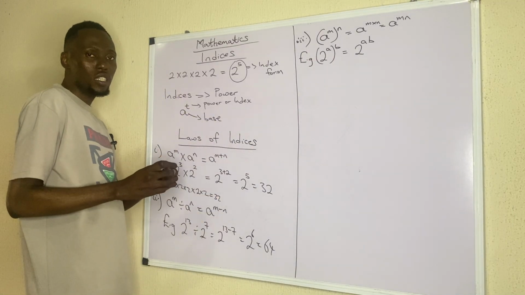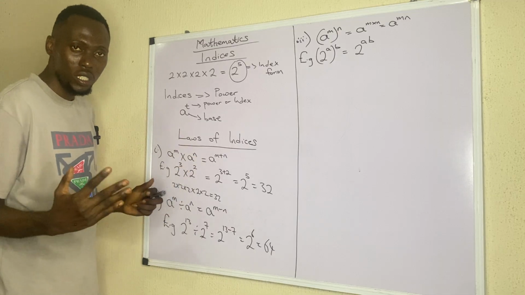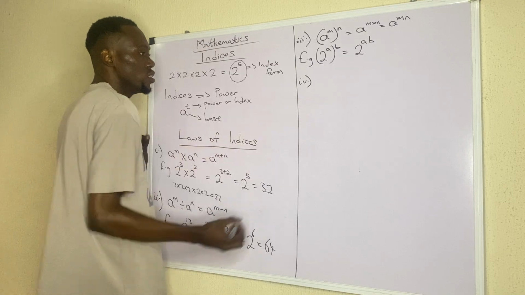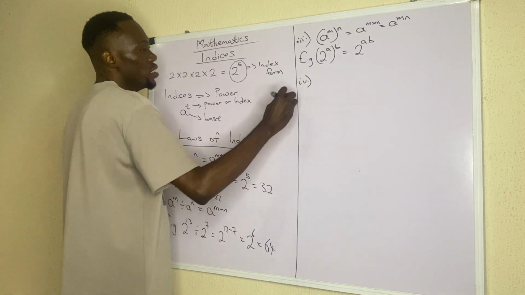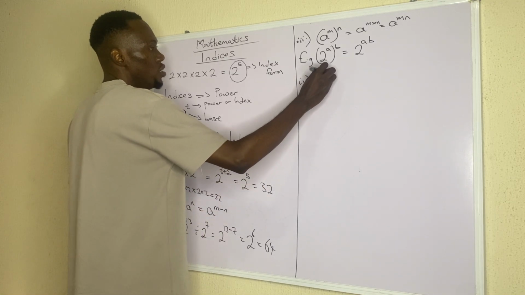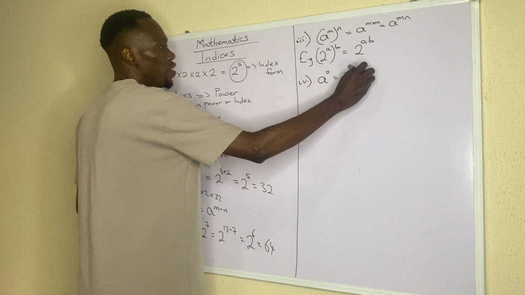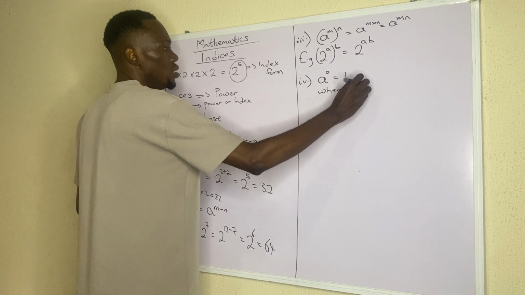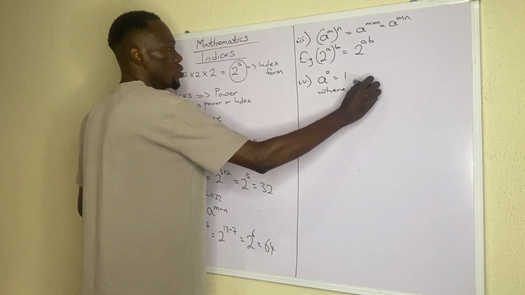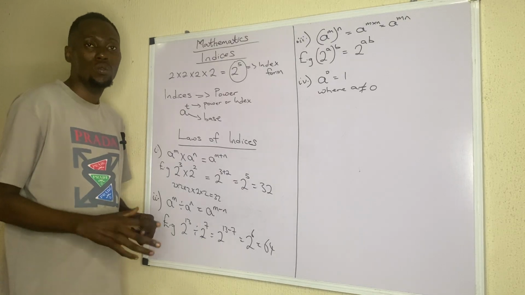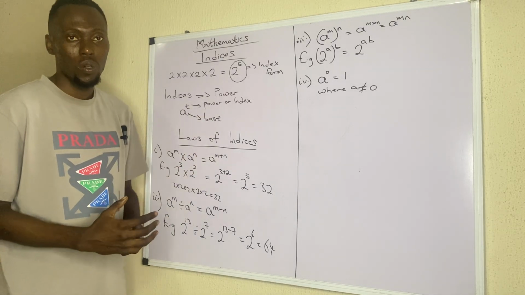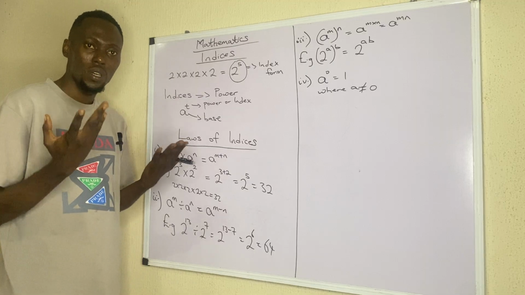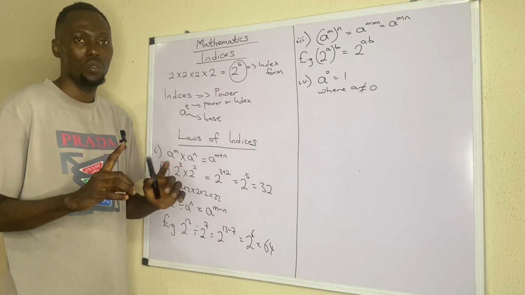Then the next law I will talk about is the zero index law. The zero index law simply states that a raised to the power 0 is equal to 1, provided that a itself is not equal to 0. As long as a is not equal to 0, a raised to the power 0 is 1. That means anything raised to the power 0 will give me 1. If I say Stem Hub raised to the power 0, my answer is supposed to be 1.